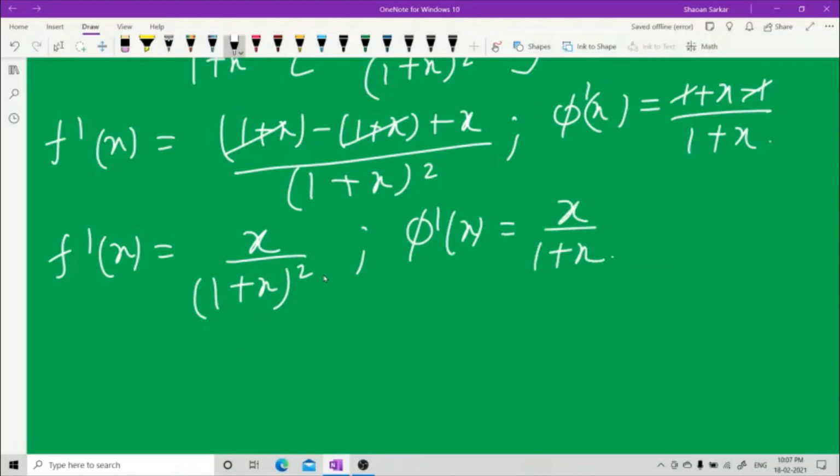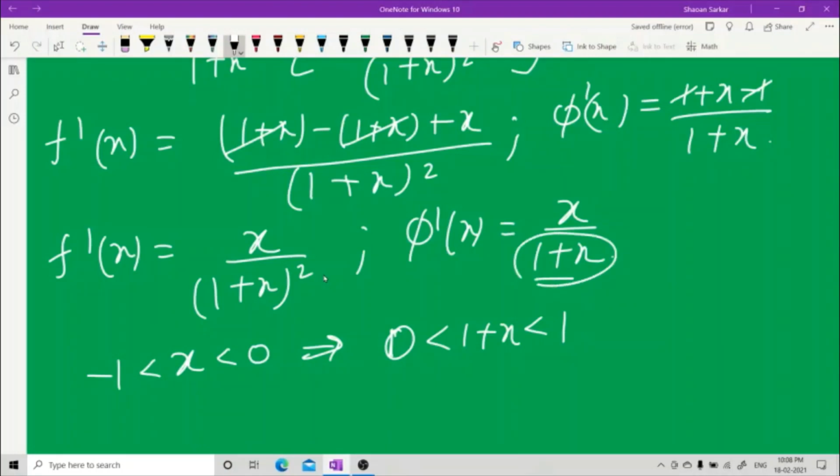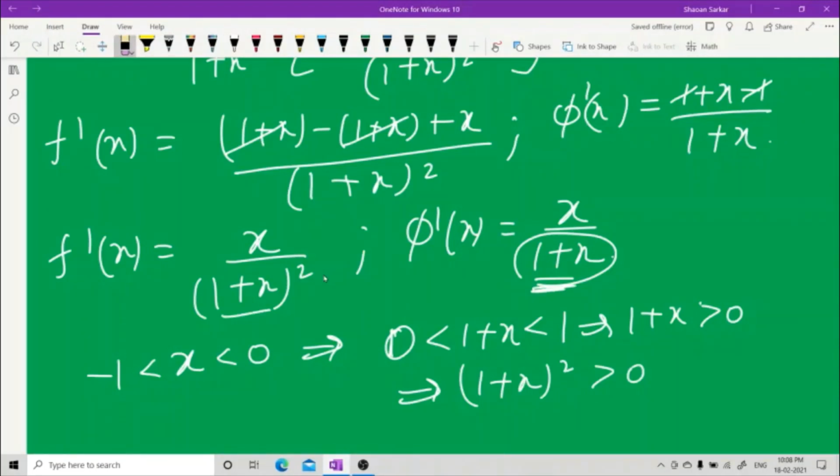Now see, the point is that x is in between minus 1 and 0. This is given to me already. That means if I add 1 on both sides, this will become 0, and this will become 1 plus x, and less than 1. So 1 plus x is greater than 0, which implies 1 plus x whole square is obviously greater than 0. So the denominators are positive in both the cases.